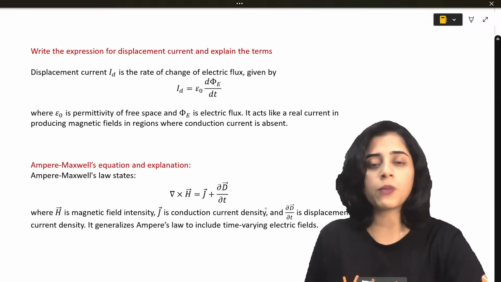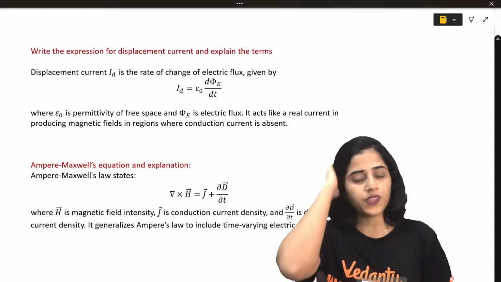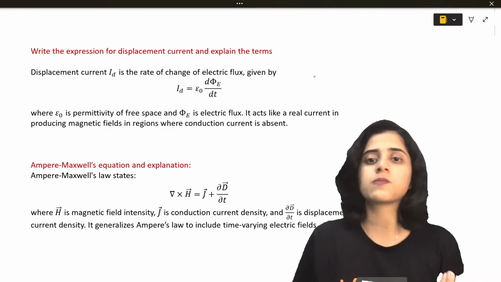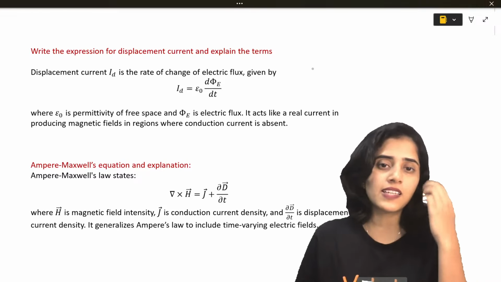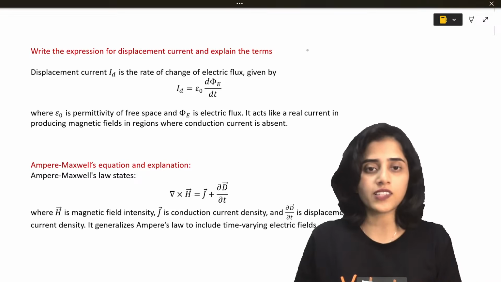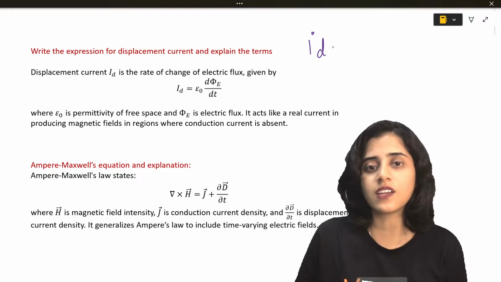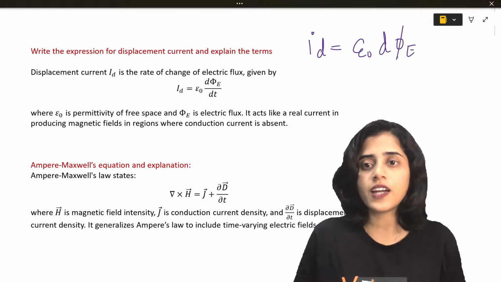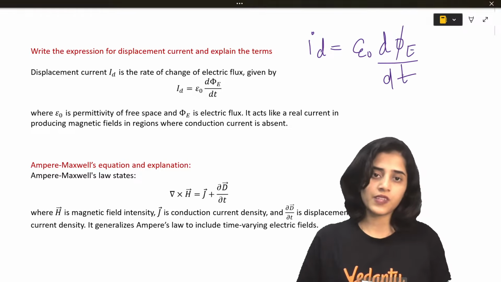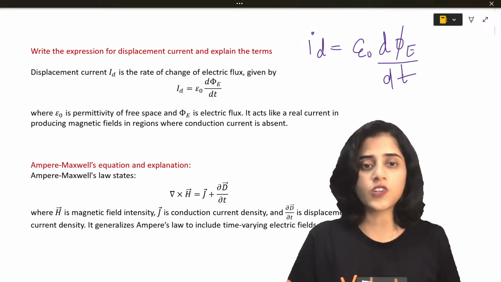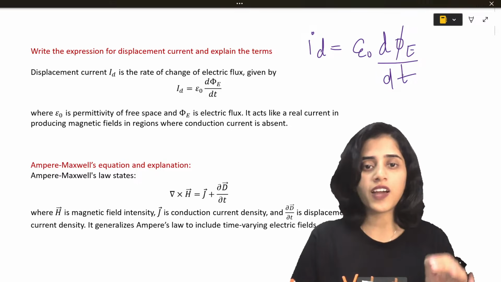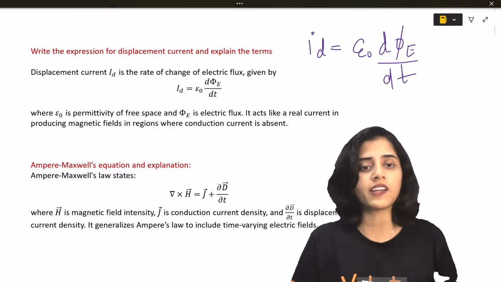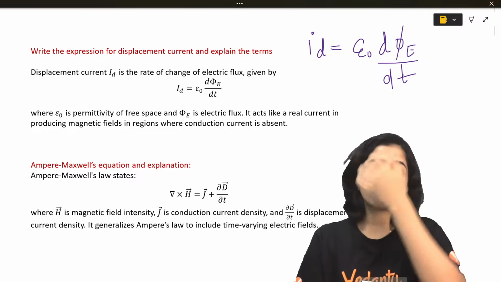Okay, now from electromagnetic waves, first question. Write the expression for displacement current and explain the terms. What is displacement current? Displacement current is basically the rate of change of flux. So how is it given? ID, displacement current, is epsilon naught d phi E by dt. Epsilon naught is the permittivity of free space and phi E is the electric flux. So it acts like real current in producing magnetic field in regions where conduction current is absent.